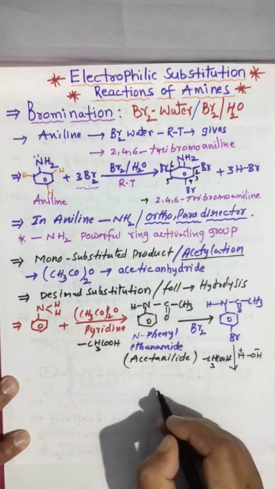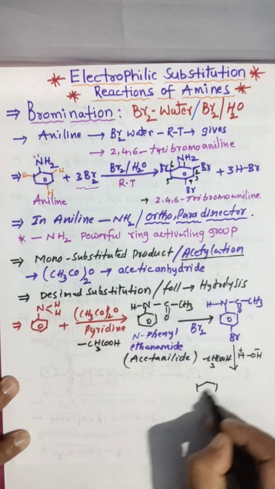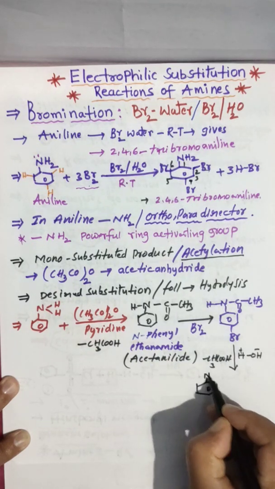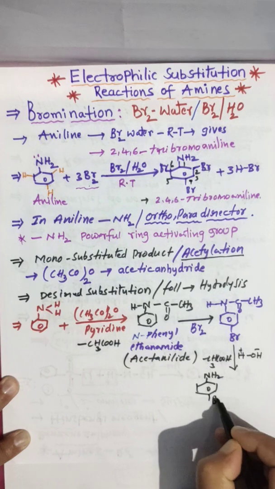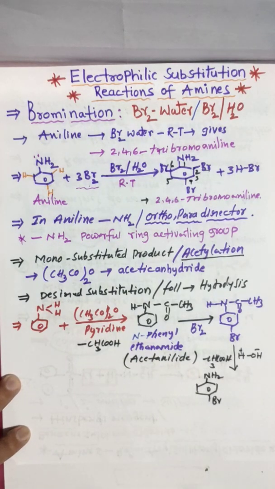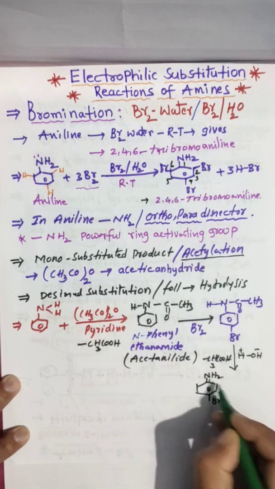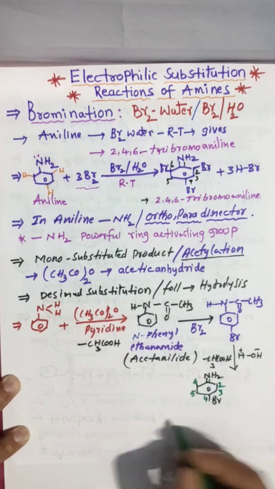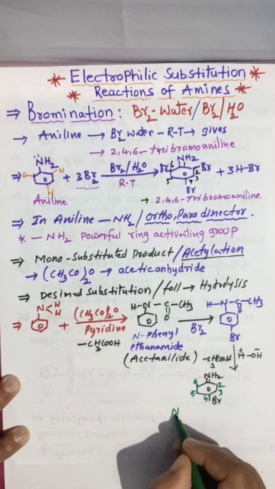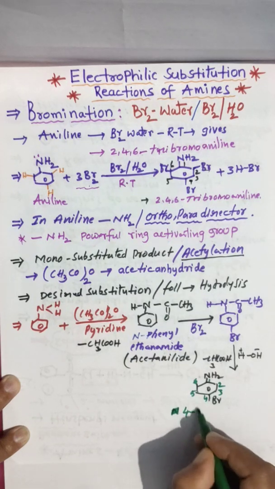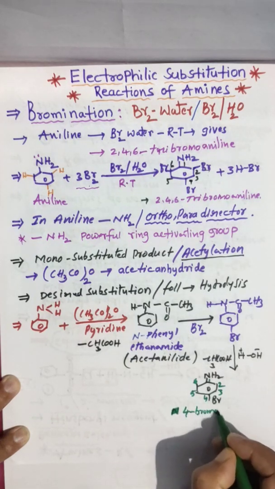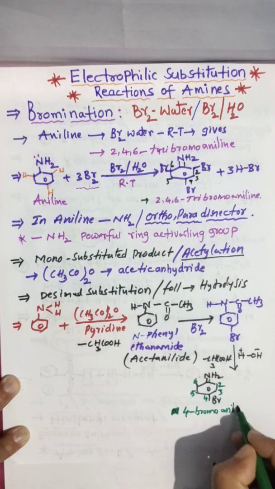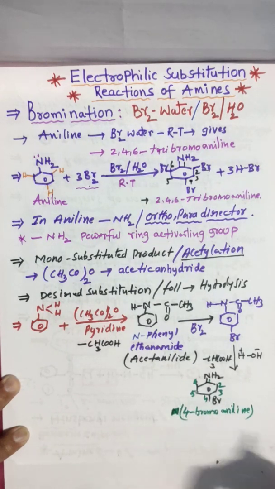And when we are doing hydrolysis, again you are removing CH3COOH, and finally you are getting the mono-substituted product. What is the name we are calling? See here, 1, 2, 3, 4, 5, 6. This is what we are calling 4-bromoaniline. Clear? What we are getting? 4-bromoaniline.